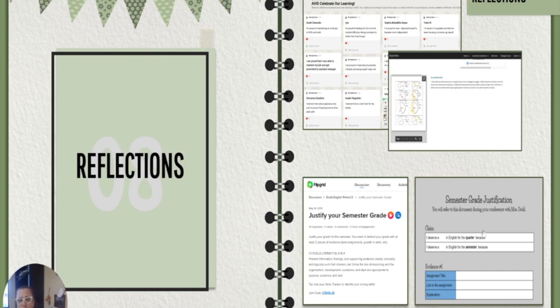With that grade justification, we always start with the claim. Looking at claim, evidence, and reasoning, that is my whole point there. So with their claim, like what grade they deserve, they deserve a blank for the quarter, they deserve a blank for the semester, and then providing evidence. So these were assignments that we've done in class.